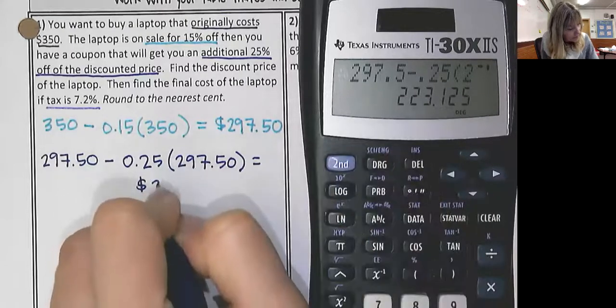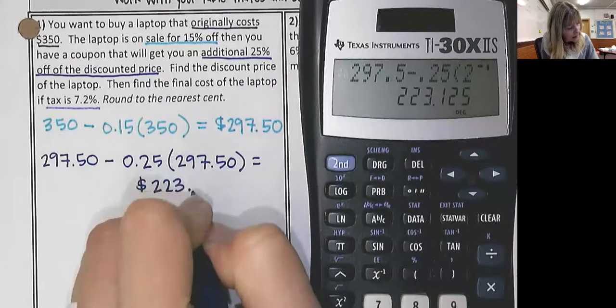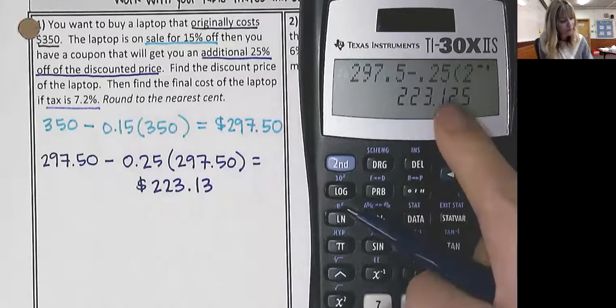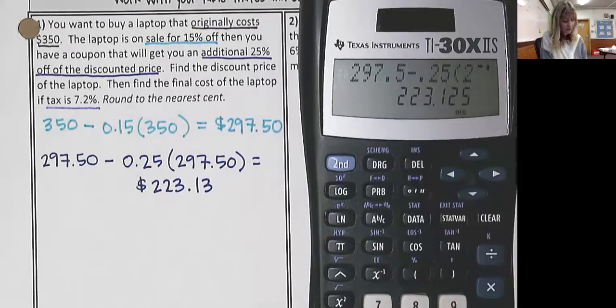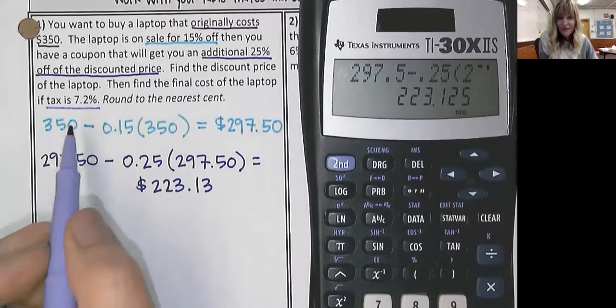So this is going to be $223.13. If it's 0.125, that 5 will bump that up to a 3. And that's what will happen in the real world. They always round it. Okay, but I'm not finished, right?